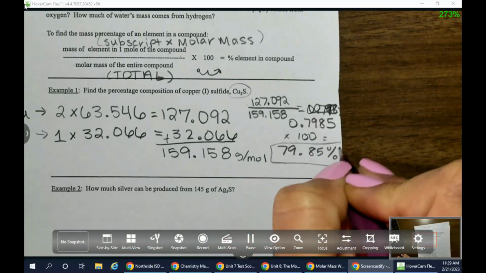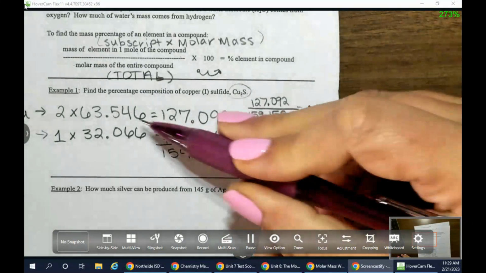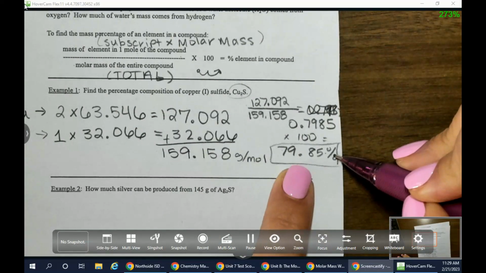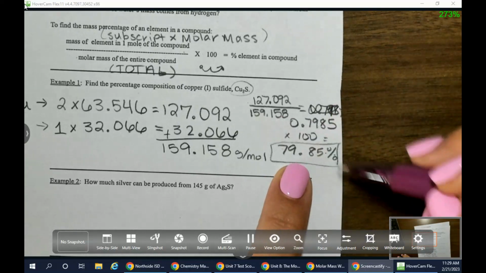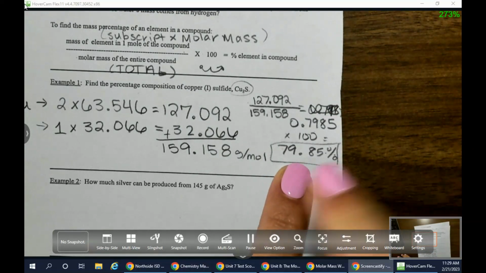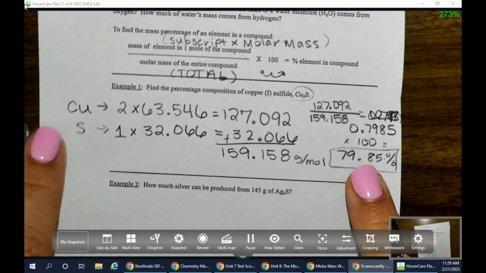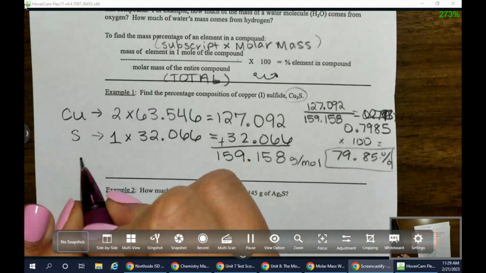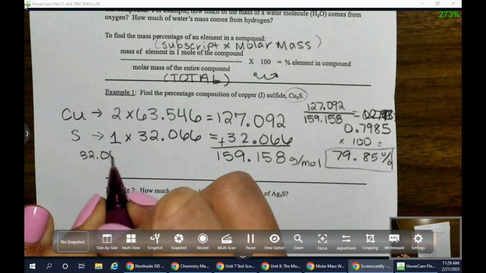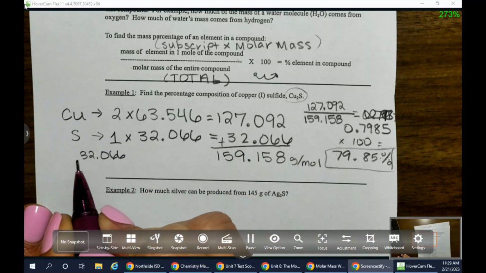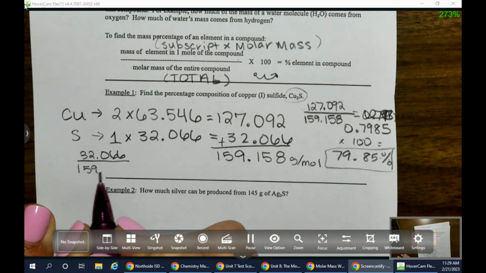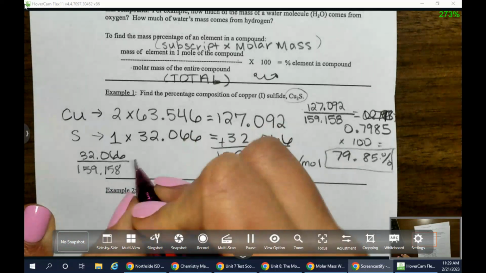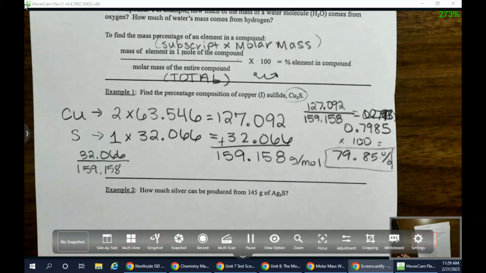And I get 79.85%. So copper is 79.85%. Okay, I know I ran out of room, so I kind of wrote it going down. So I'll go ahead and do sulfur off to the side on the left-hand side. For sulfur, you're going to have 32.066, all divided by 159.158. And you can multiply it by 100 as well.